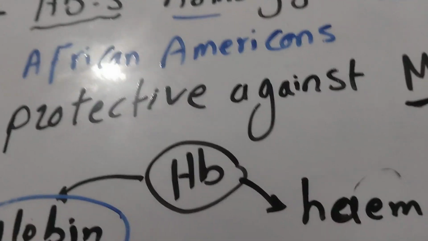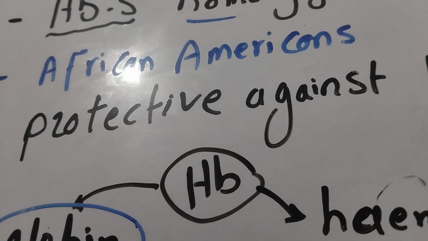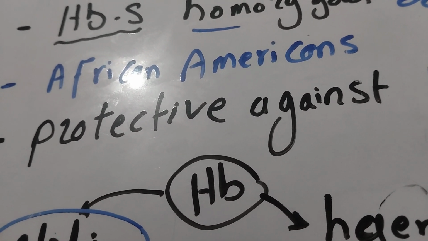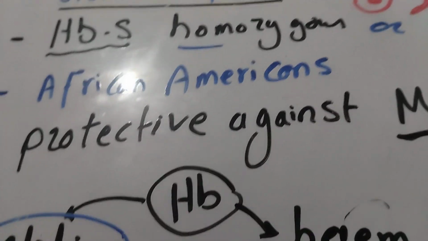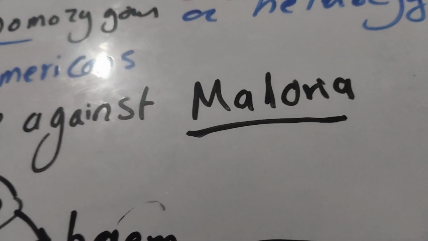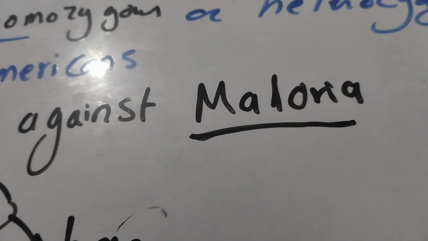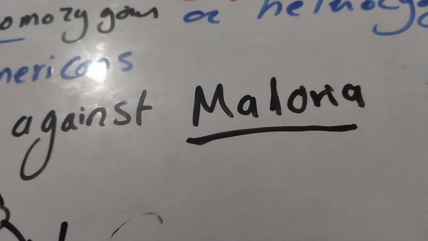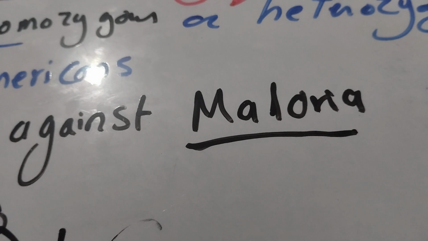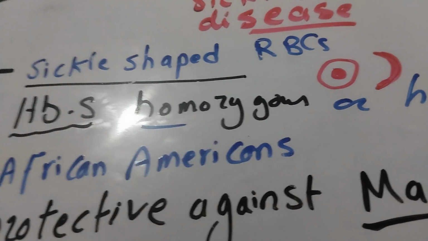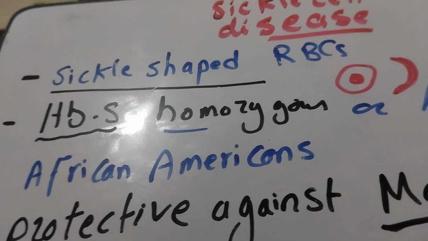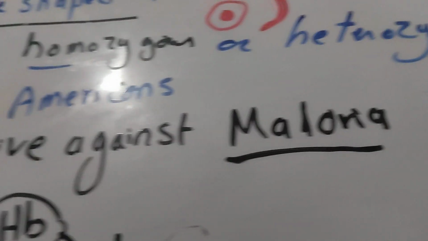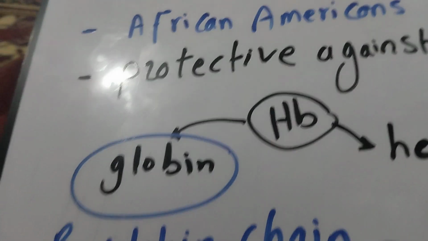And one of the important data in this topic is that these African Americans who have this sickle cell disease are protected against malaria, and this is a very important information. They never get affected by malaria, and one of the types of malaria is called malaria falciparum, and falciparum means sickle. So the question here is, sickle cell disease protects against malaria falciparum, which is sickle shaped, and this is one of the important informations.